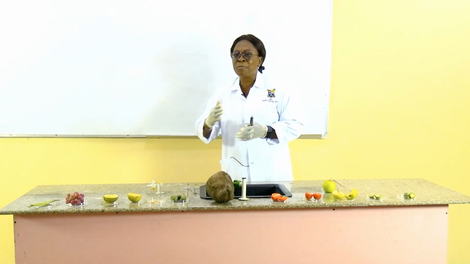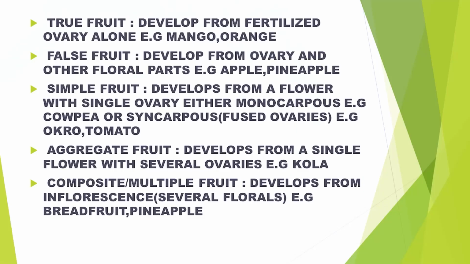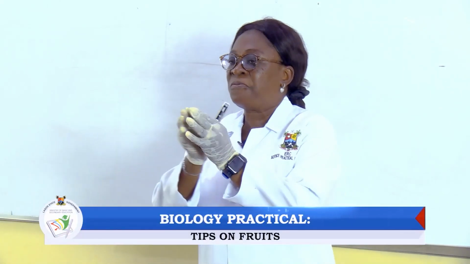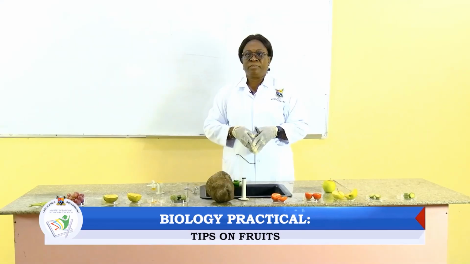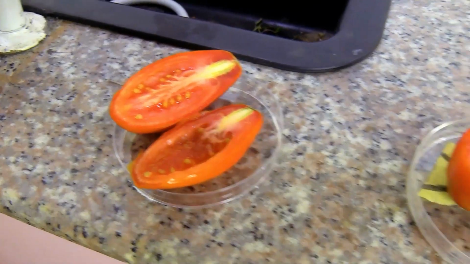Next, we have simple fruits. A simple fruit develops from a flower with single ovary. The ovary can be monocarpous. Remember, monocarpous ovary says single ovary, mono, one. Or it could be a syncarpous ovary. Syncarpous, meaning several ovaries fused together. Examples, we have the okra, we have the tomato.